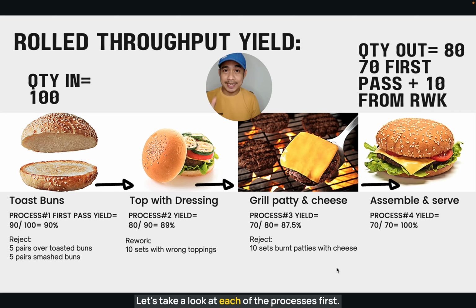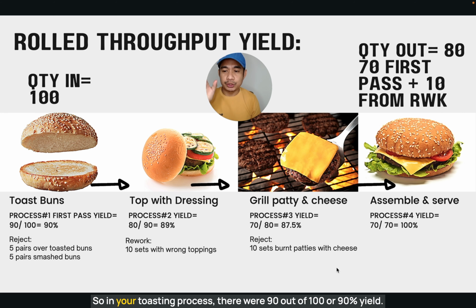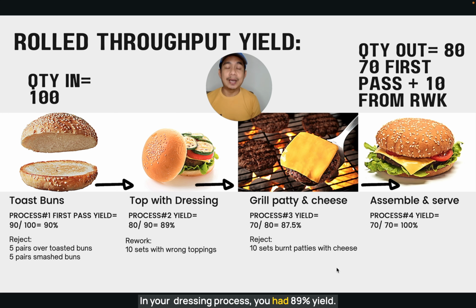Let's take a look at each of the processes first. So in your toasting process, there were 90 out of 100 or 90% yield. In your dressing process, you had 89% yield. In your grilled patty process, you had an 87.5% yield. And in your assembly, there was 100% first pass yield.